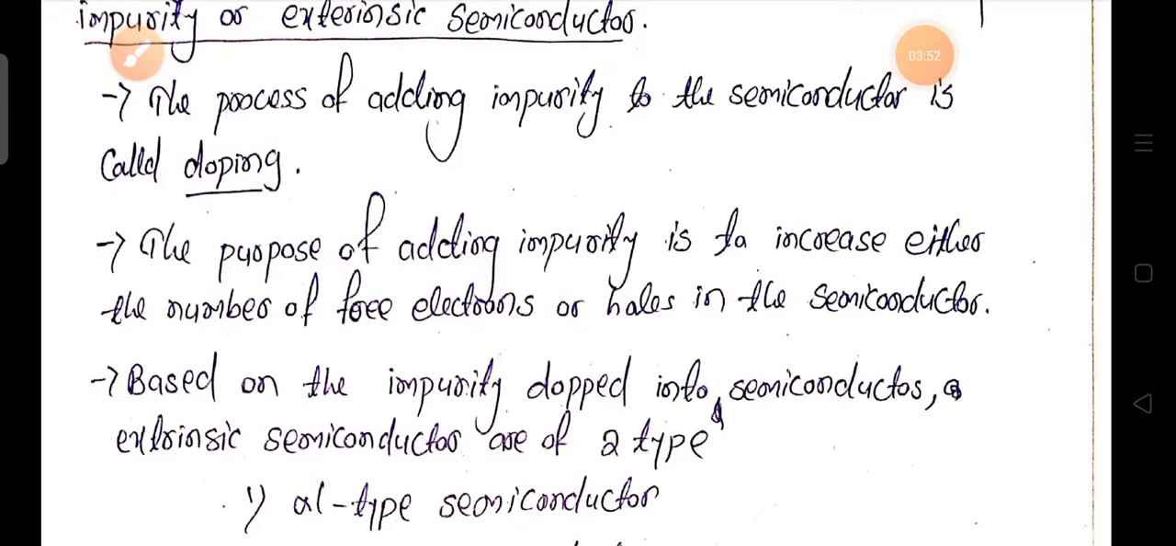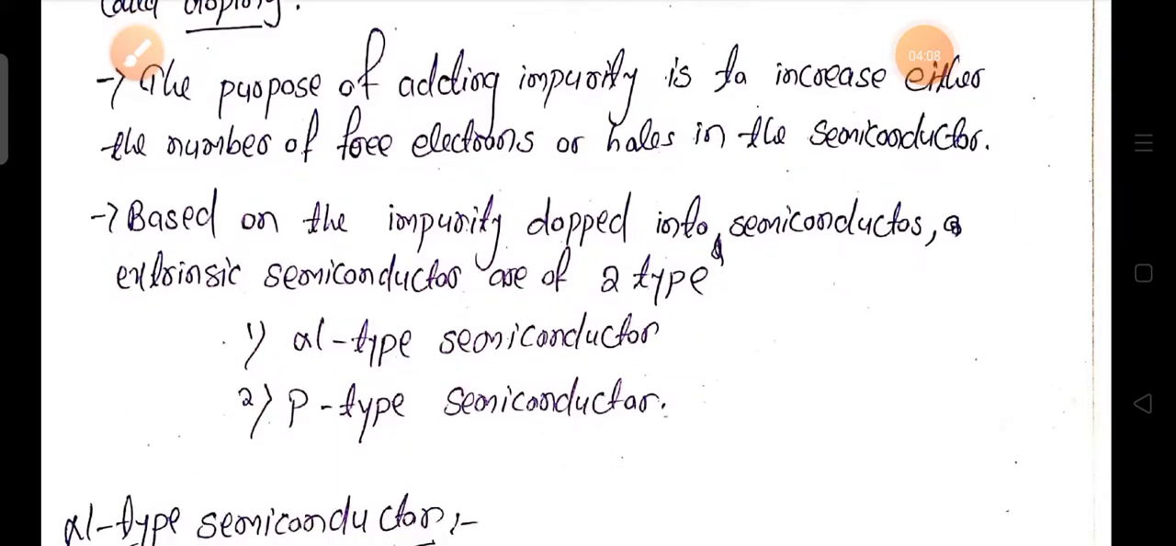Based on the type of impurity doped into the semiconductor, extrinsic semiconductors are of two types. That means which type of impurity we added to the semiconductor, based on that the extrinsic semiconductor is divided into two types. One is N type, one is P type. Now let's see what is N type.